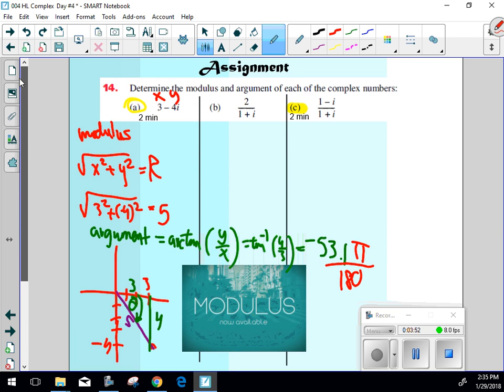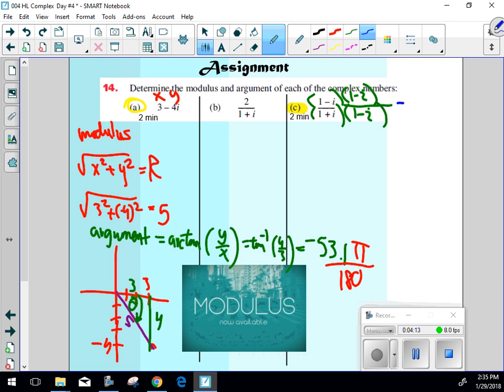Go to part C here real quick. Now I wish you could do the same thing here, but we need to get it all in the numerator. We got to get this I out of here. So to get the I out of here, what do you multiply top and bottom by? 1 minus I. Good. So let's do it.